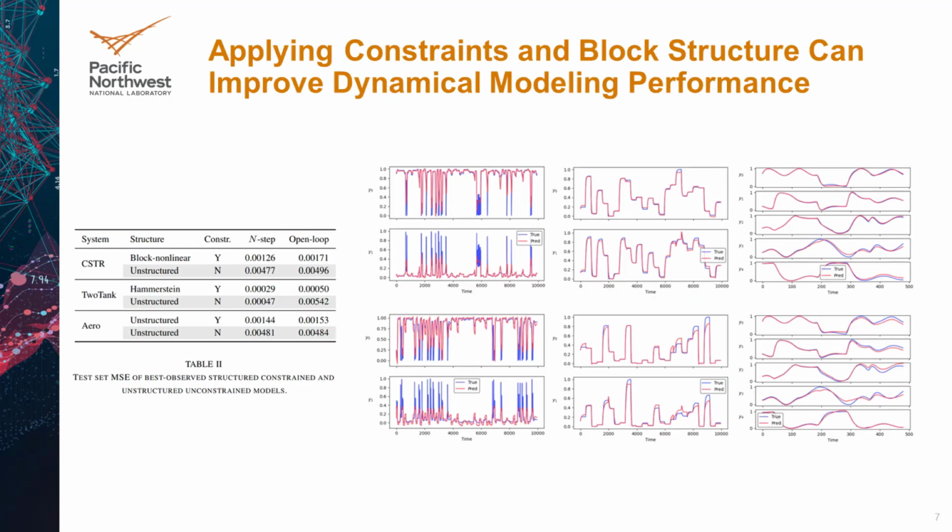Experiments using 3 dynamical systems demonstrate the broad efficacy of applying constraints to neural dynamical models, with considerable improvements in open-loop performance for each system. Using block structure proved itself useful for systems with simple interactions between control inputs and system state, while unstructured models appeared to be more appropriate for systems with complex controls.